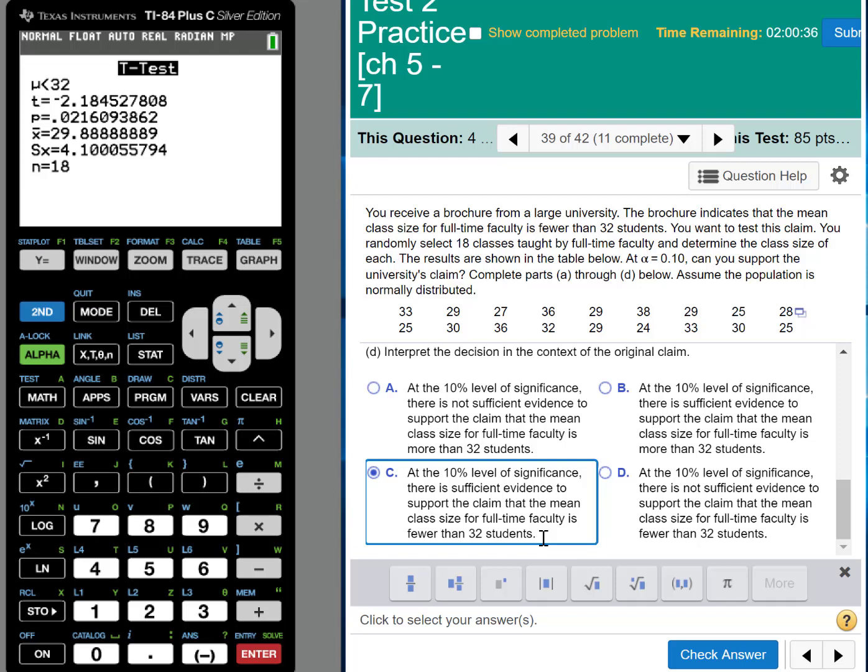In my live sessions, I use there is enough evidence. Here he used there is sufficient or not sufficient, insufficient. So it's the same thing.